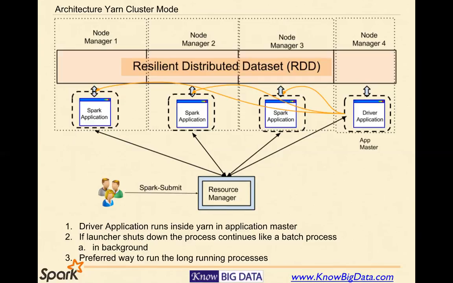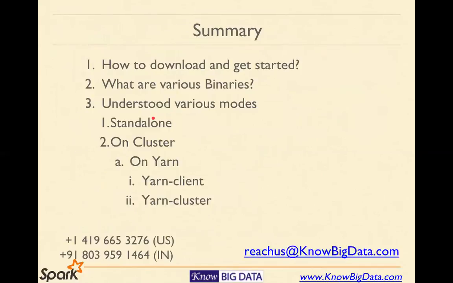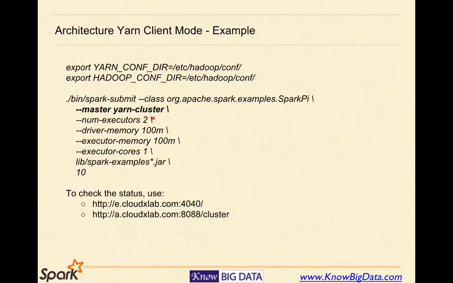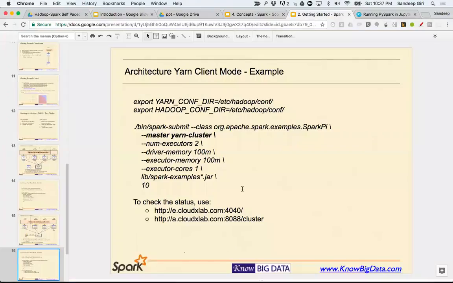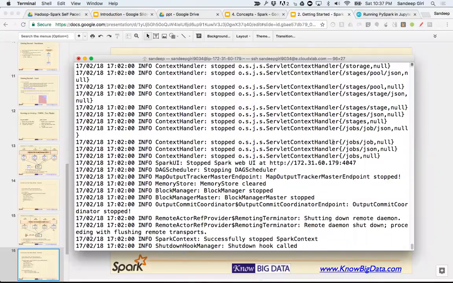To run something in cluster mode, you can simply say master and the cluster. This is how you can get started. Once started, you can find out which console you are logged in to and which port is assigned to you. For me, it was port 4047. It starts with 4040, then tries 4041, 4042, and so on, until it finds one empty. Instead of calling it this way, you substitute your console name, for me e.cloudxlab. That way you can take a look at what's going on.